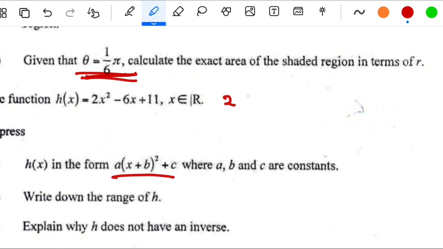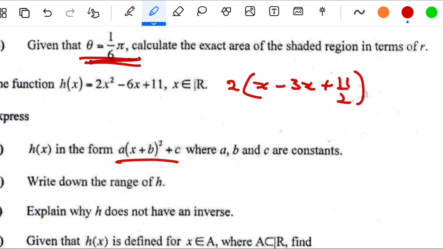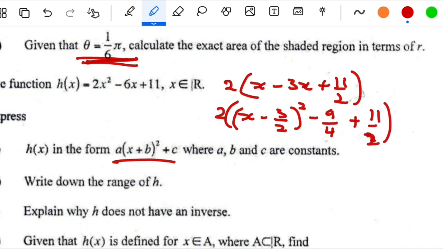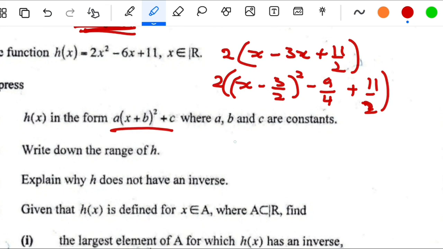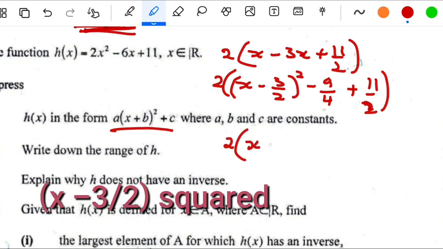Completing the square, I take 2 outside and remain with x squared minus 3x plus 11 over 2. Okay, then I put 2 outside again, I remain with (x minus 3 over 2) squared minus 9 over 4 plus 11 over 2, like this. So I'm going to get what? I'm going to get 2(x minus 3 over 2) squared. Then I get what? Plus 13 over 4.